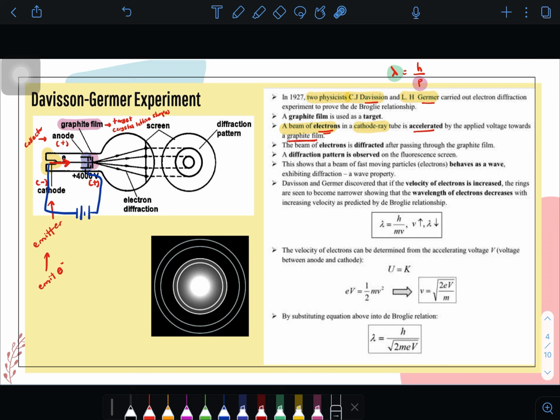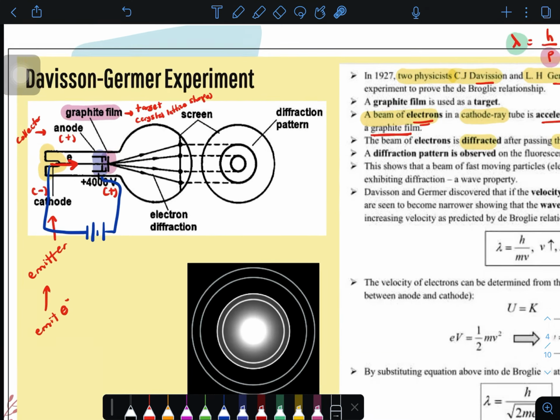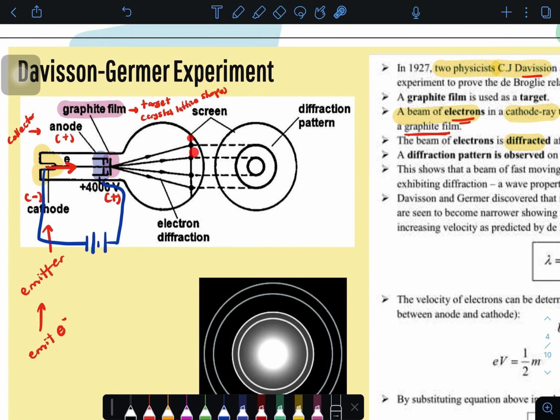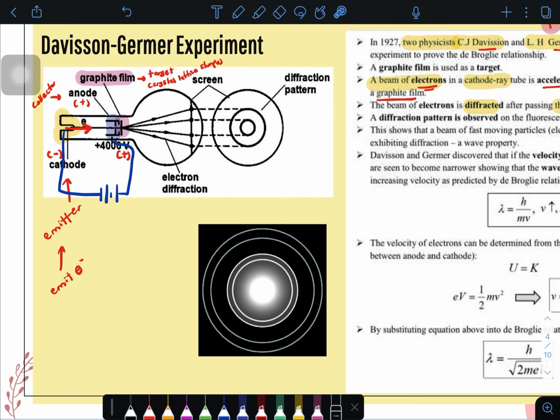Sebab elektron as a particle, kita rasa dia akan menghasilkan a dot pattern lah, maksudnya dot sebab elektron. Tetapi as we can see here, we saw this kind of pattern, which is this pattern, which is a diffraction pattern. Okay, sebab kita tahu diffraction pattern ini hanya terjadi kalau dia ialah wave, as we learn in chapter 8.